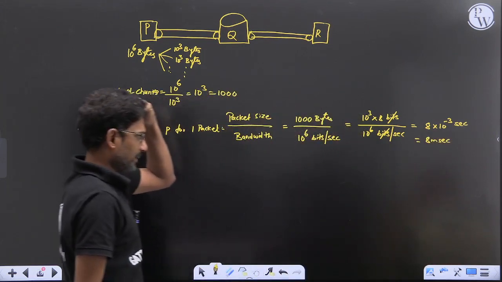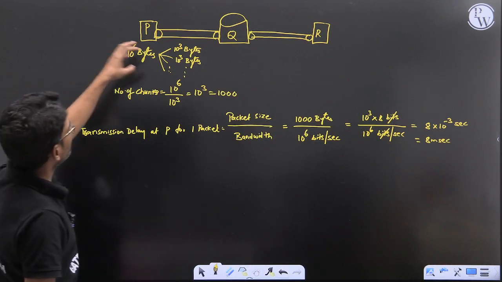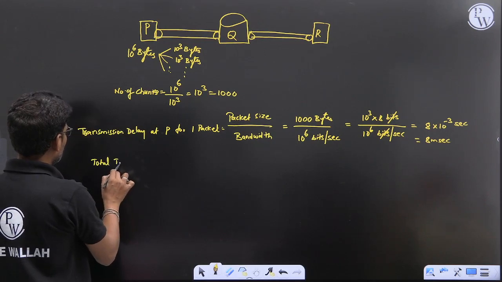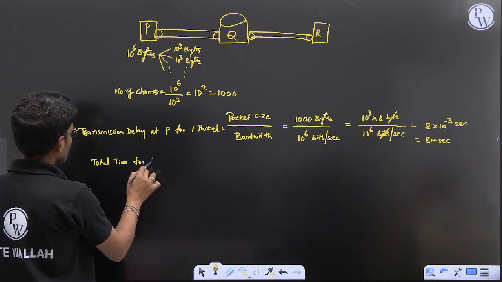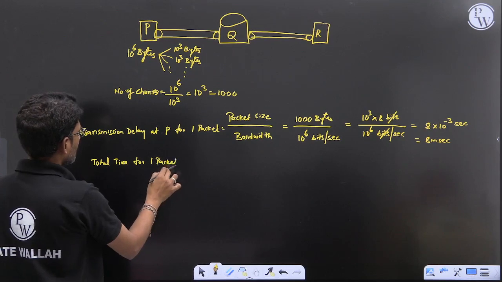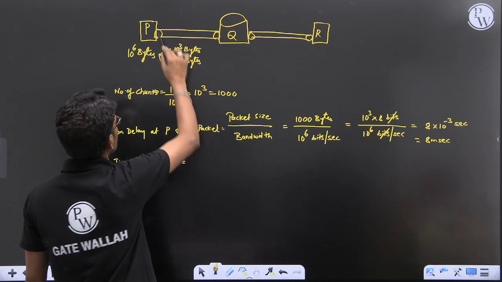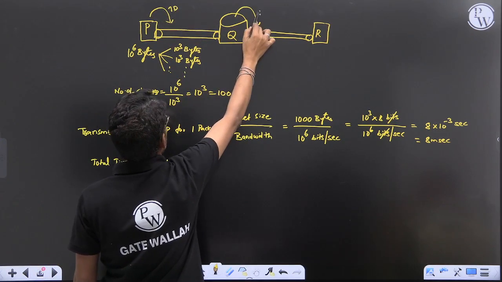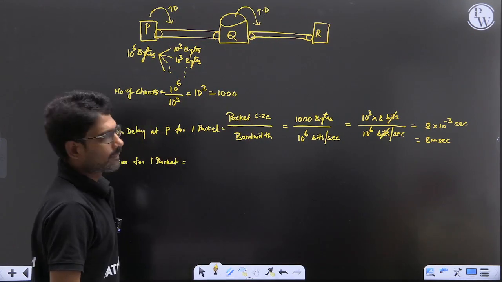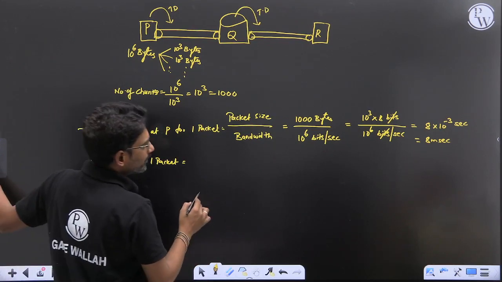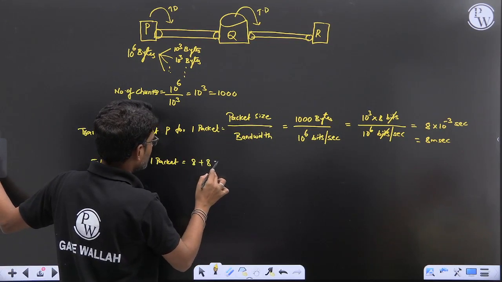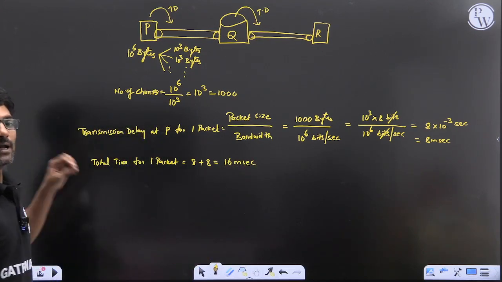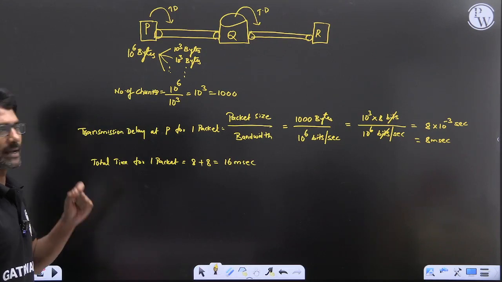Now, this is at P. So the total time for one packet would be, because all the other delays are neglected, the transmission delay here and the transmission delay here. That would be 8 plus 8, 16 milliseconds. This is for one packet.